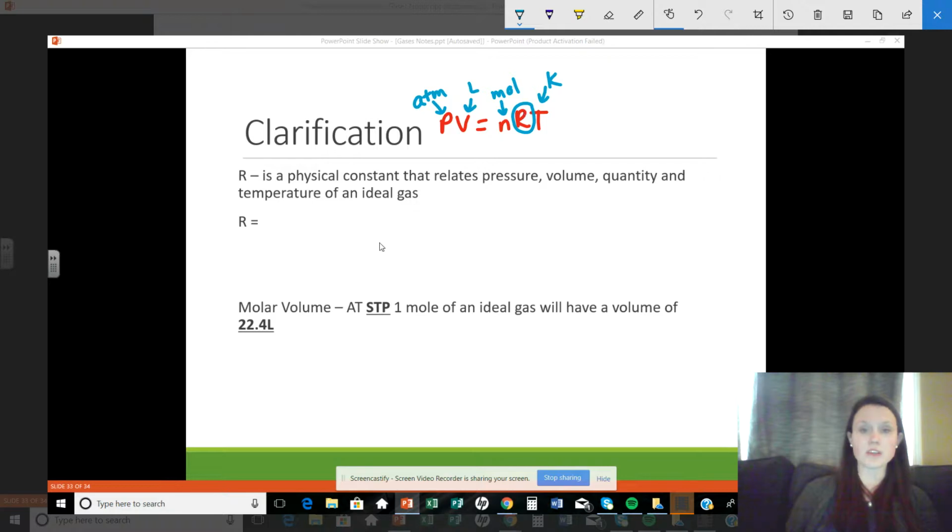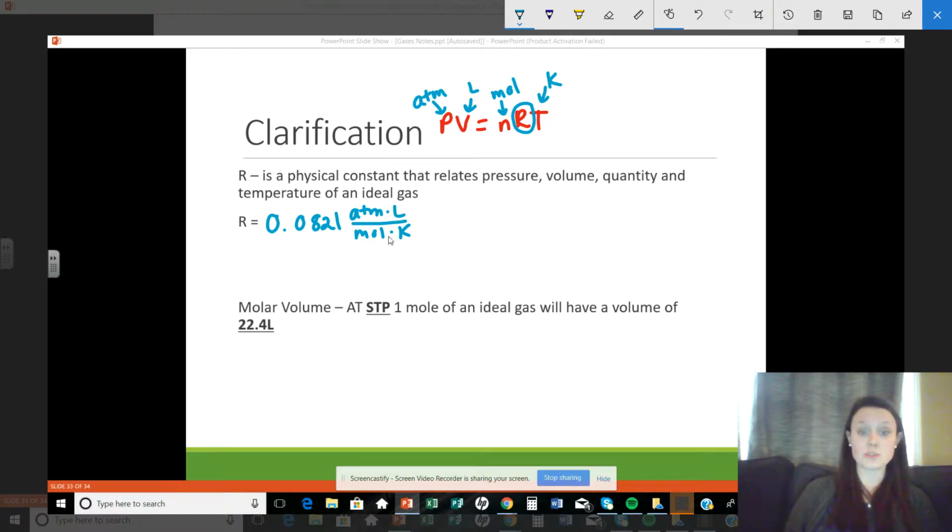Our gas law constant has a value of 0.0821 atmosphere liters per mole Kelvin. Okay, so if you look at the unit on our gas law constant and the units that we use for our variables, they're the same.